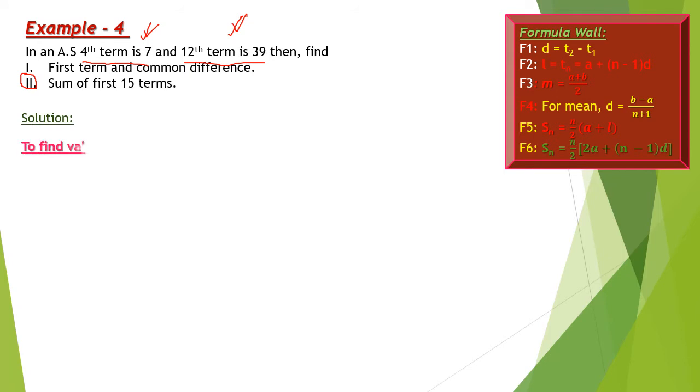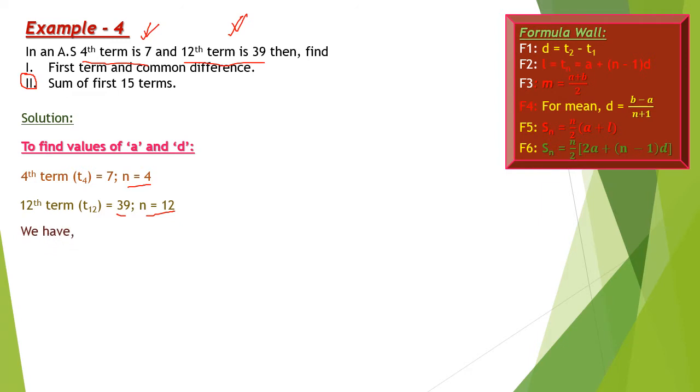The rest of the process is the same. To find the values of a and d, we do as we did in part 1. The 4th term T4 is equal to 7 with n equal to 4, and the 12th term is 39 with n equal to 12. Now we have to apply formula 2.